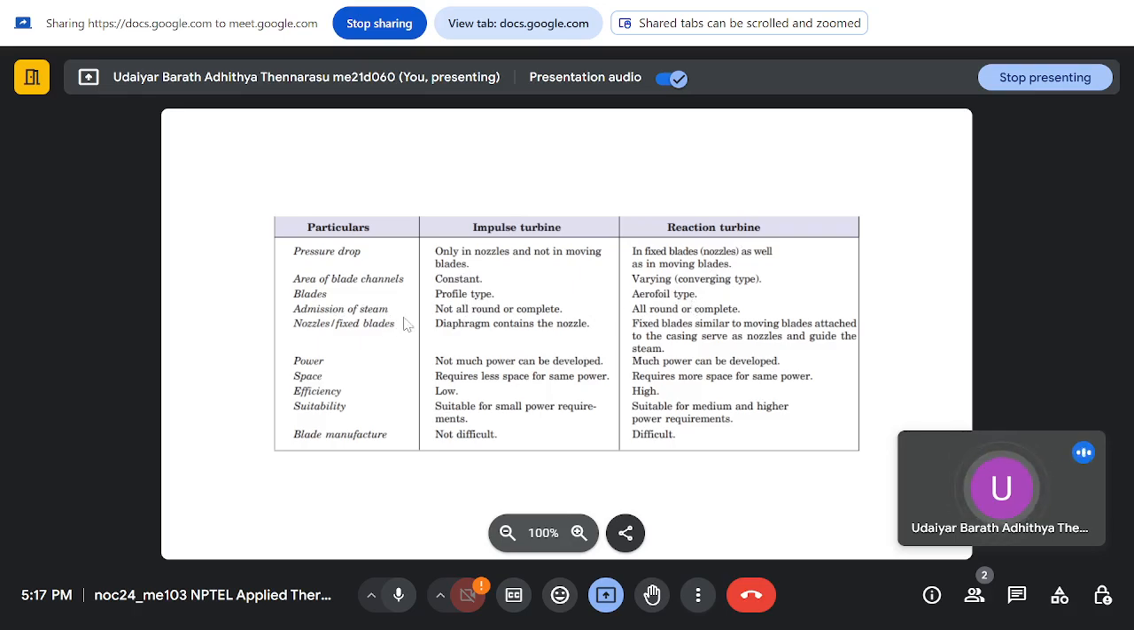Admission of steam: in the impulse turbine it's not all round, while here it's admitted all around. Not much power is generated in the impulse turbine, but much more power is generated in the reaction turbine. Your size is also smaller in the reaction turbine. So the impulse turbine requires more space for the same power, and the reaction turbine requires less space for the same power. Your efficiency is low in the impulse turbine, and high in the reaction turbine.